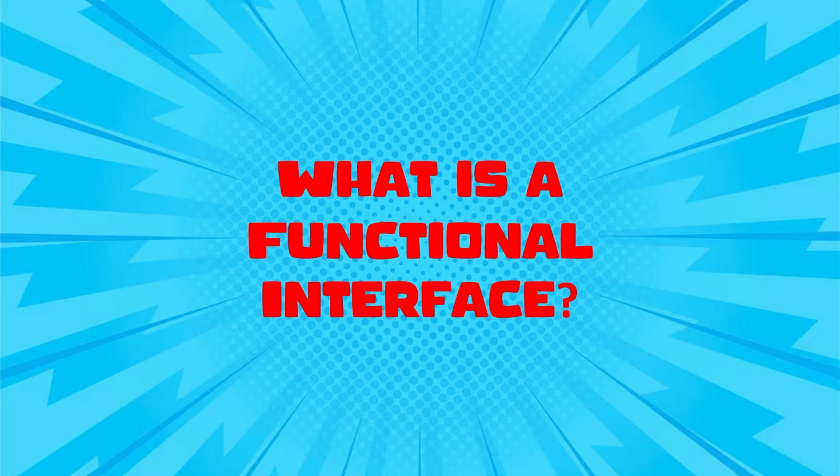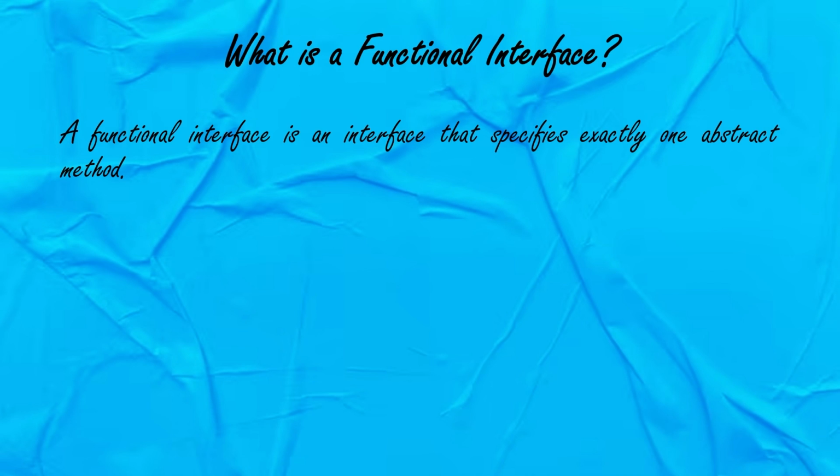Now let's also understand what's a functional interface. A functional interface is an interface that specifies exactly one abstract method. As you know, an interface can have any number of default methods, static methods, and private methods also. But when we say it's a functional interface, we mean that one and only one abstract method is allowed.